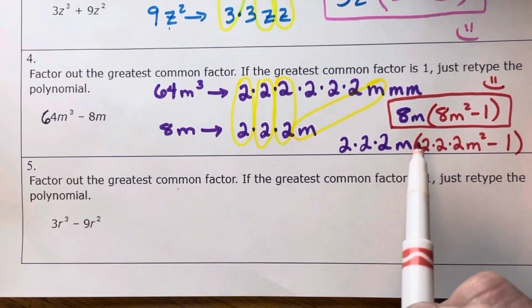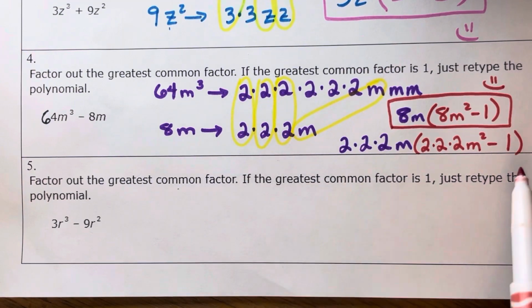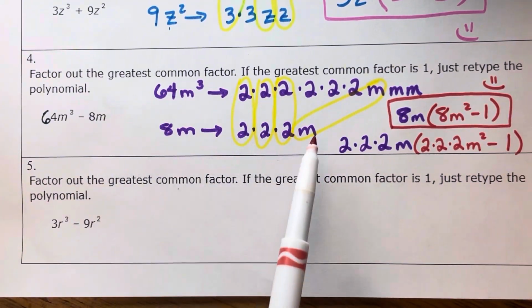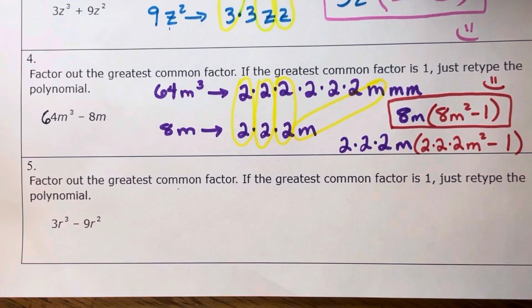This is our final answer, having adjusted our original problem so that we had 64m cubed minus 8m, and we are able to show lots of bundles, and an entire term was used in the greatest common factor. There you go.